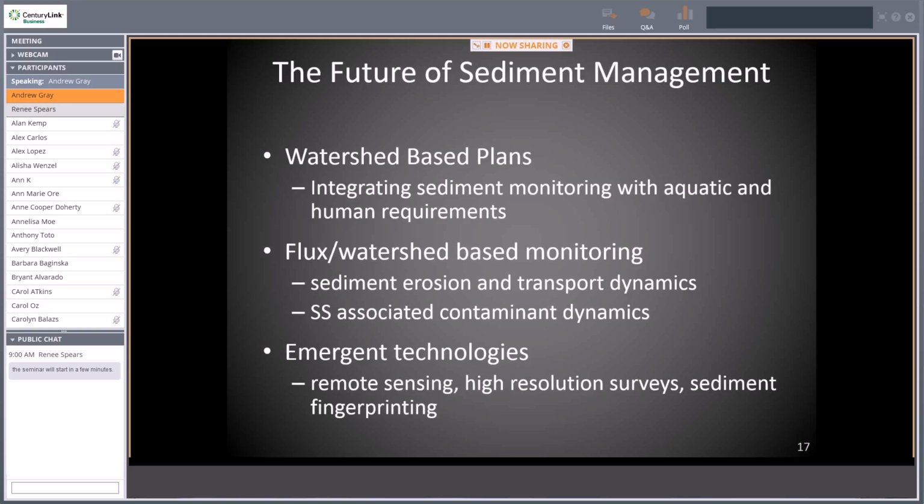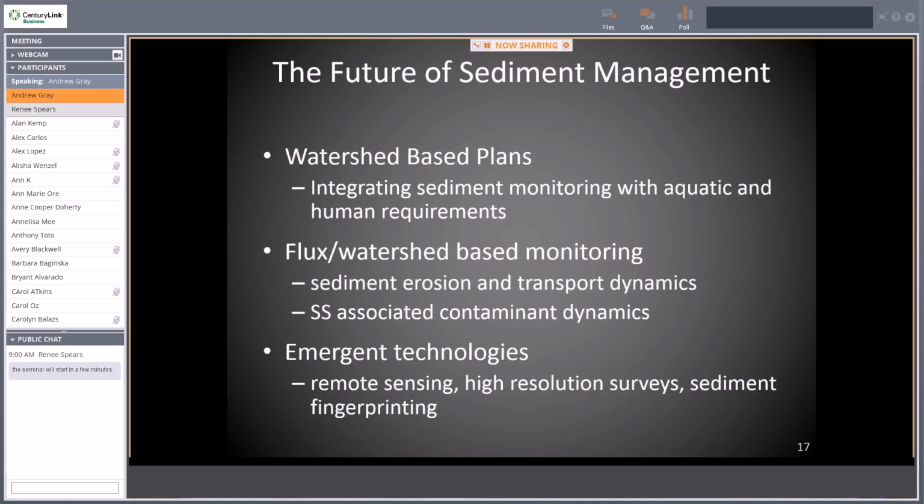Obviously, I'm preaching to the choir when it comes to watershed-based plans because that's really a shift in aquatic management that's happened over the past decades. But it really begs the integration of sediment monitoring with aquatic and human requirements. And in recognition of the fact that we really do need this kind of more watershed-based, process-based monitoring if we want to figure out where the sediment's coming from, how it's being transported through the system, and then use that to actually inform us as to how we can reasonably approach sediment management.